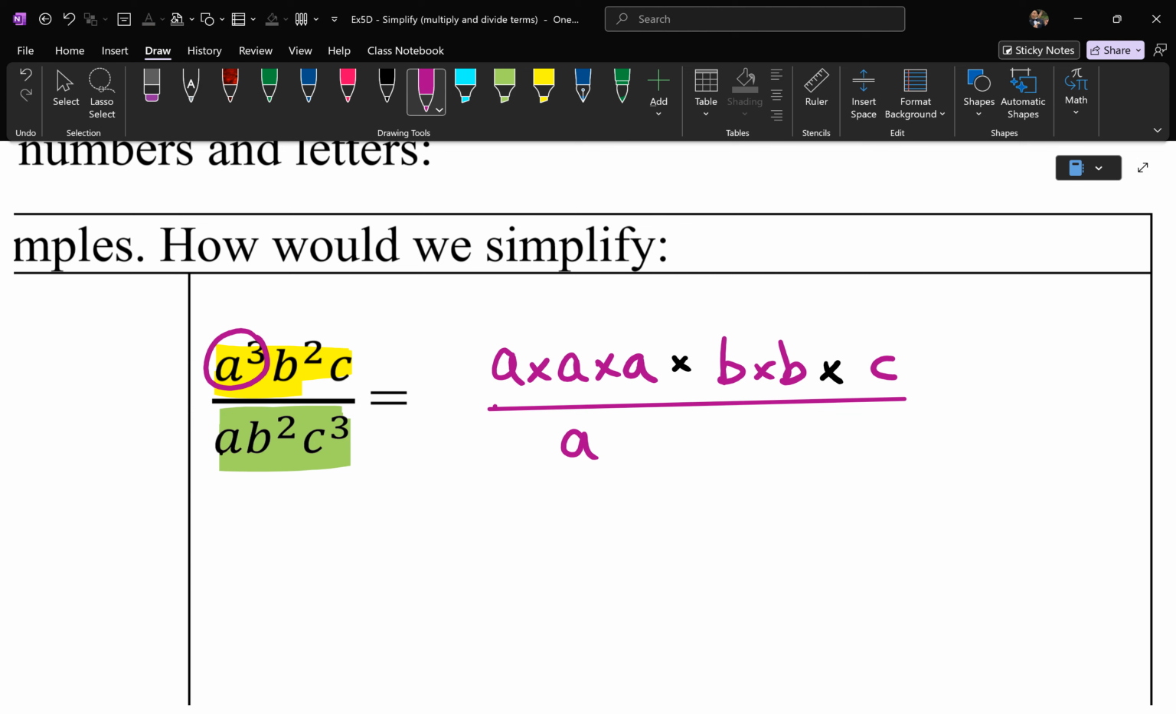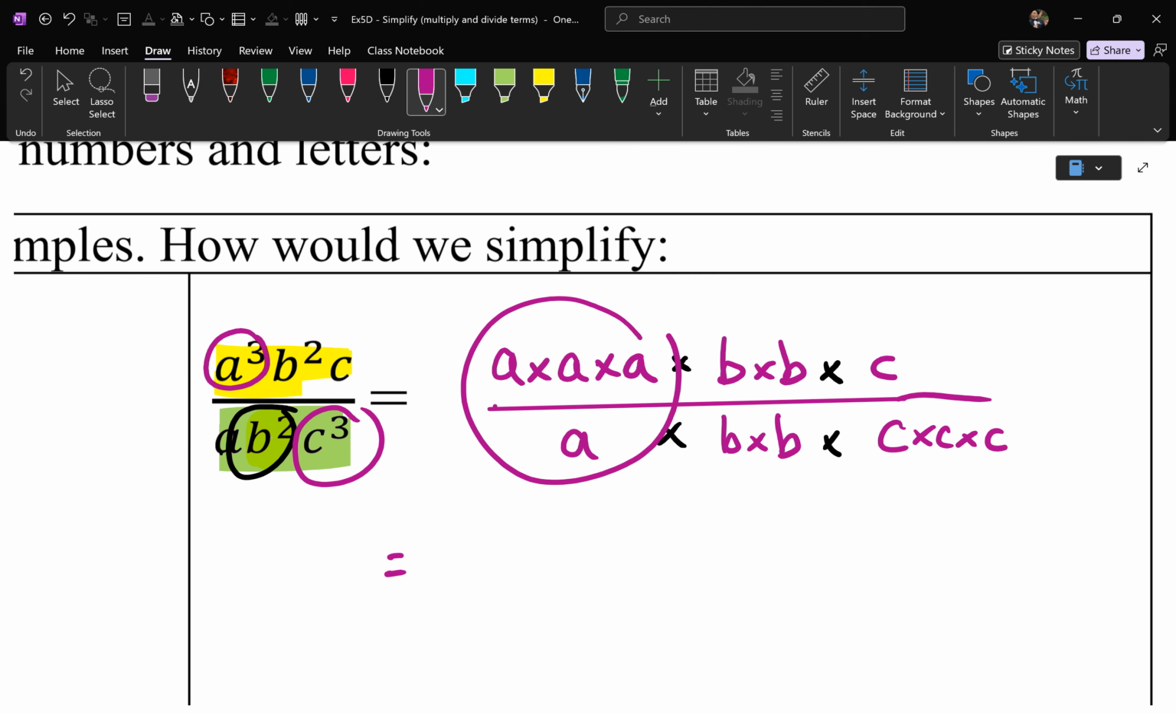Times, what's B squared mean again? B times B. So here we write it again. Times B times B, times C cubed. What does C cubed mean? Beautiful, Nick. C times C times C. You break that apart. Now, that looks scary, but what if you just kept all the A's, all the B's, and all the C's together?